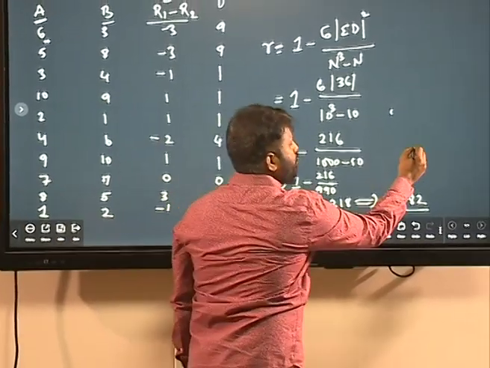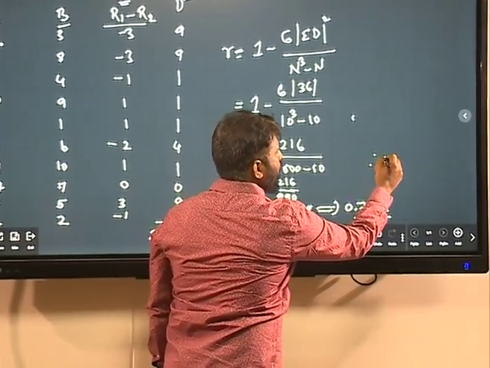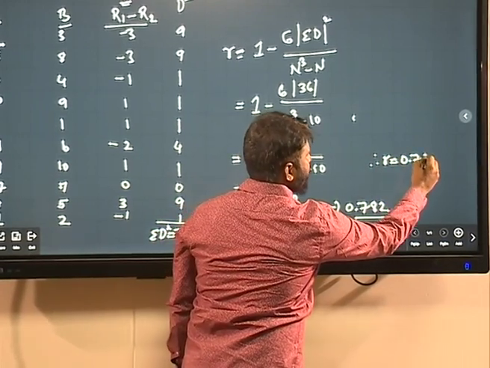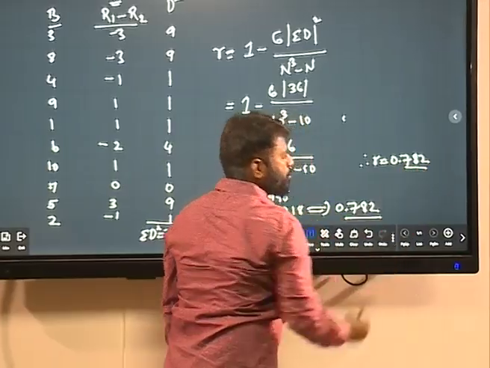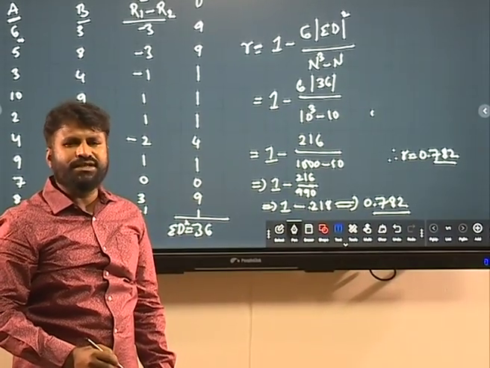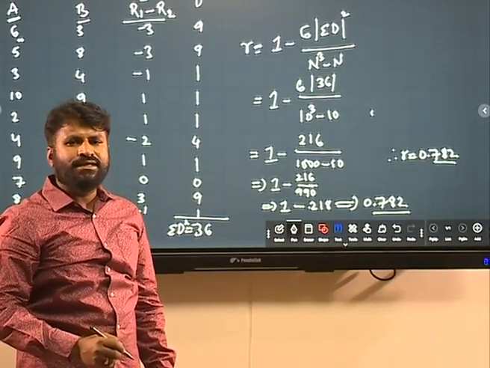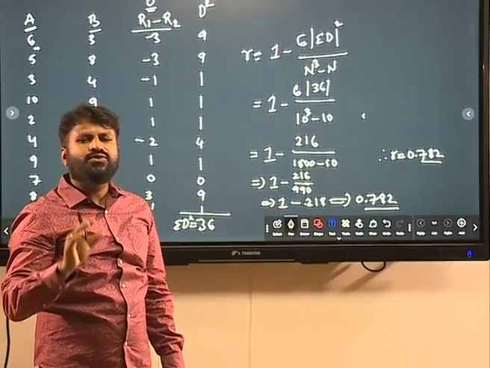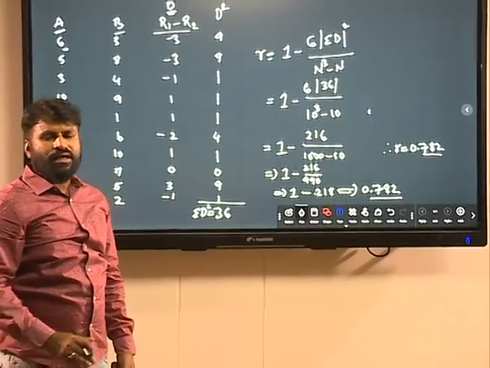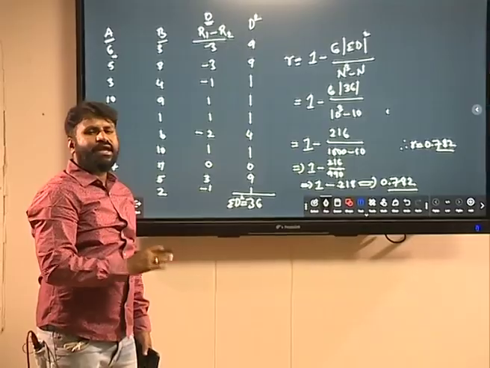So therefore R is equal to 0.782. So it is more than 70%, there is a relation. It indicates that high positive correlation is there. So this is the correlation according to Spearman rank correlation.